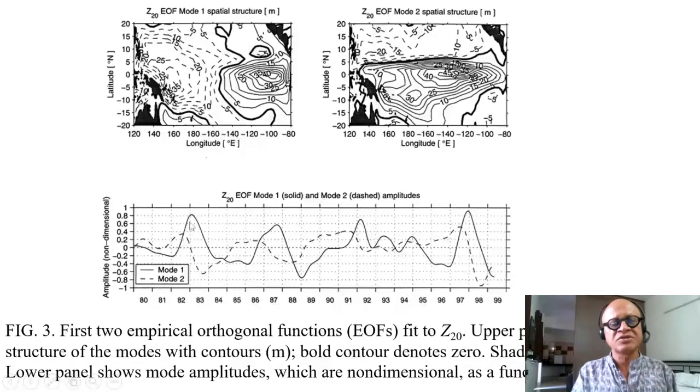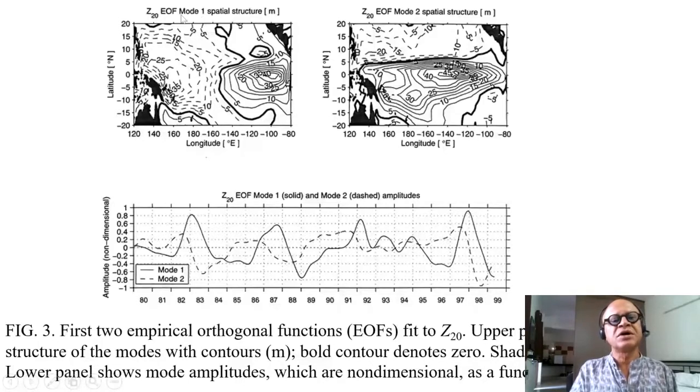Each pattern comes with this time series. When you multiply the two, you get the anomaly at any particular location. Okay, and you get a series of EOFs that add up to the total variance of the original signal. Beyond that, I won't say much, but you can see what's happening here.